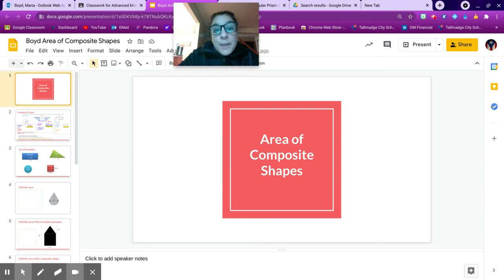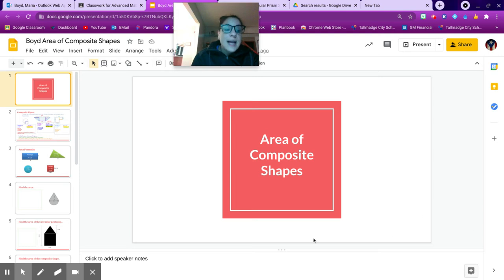Hey guys, today we're going to be learning about area of composite shapes. You're going to be finding the area of composite shapes today. I like to think of this as just like finding surface area. You're going to find the area of each shape separately and then add them together.